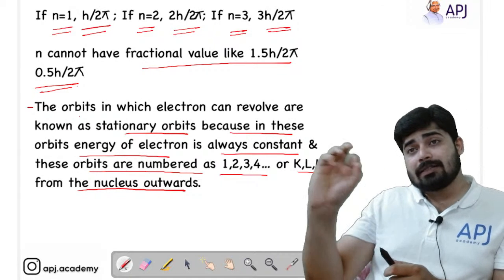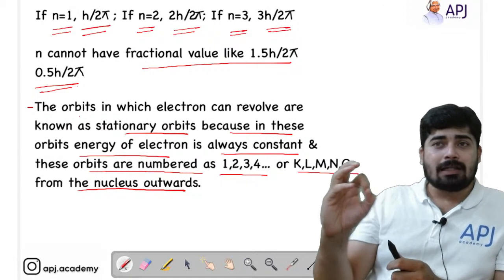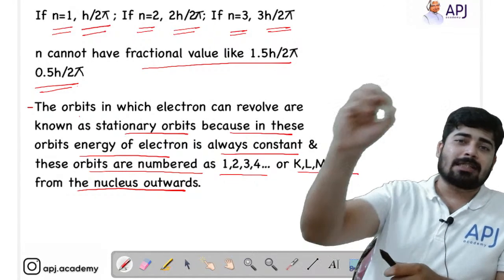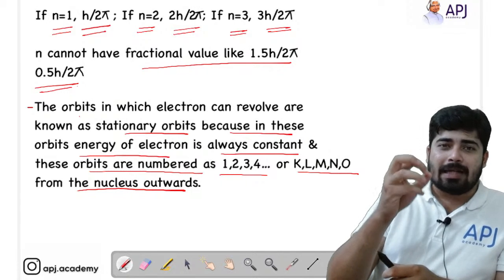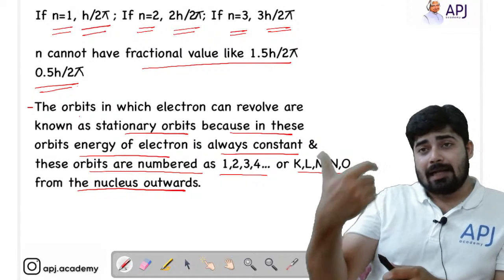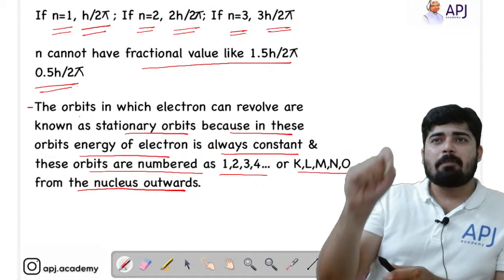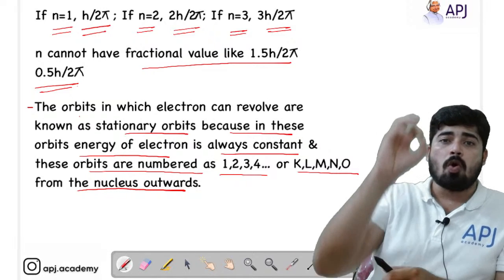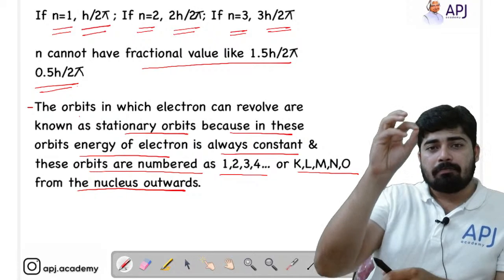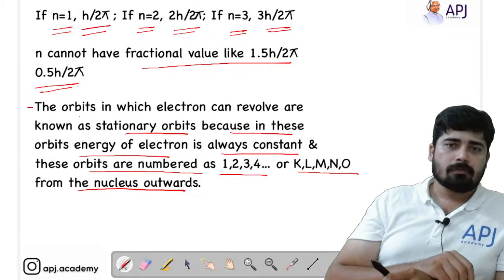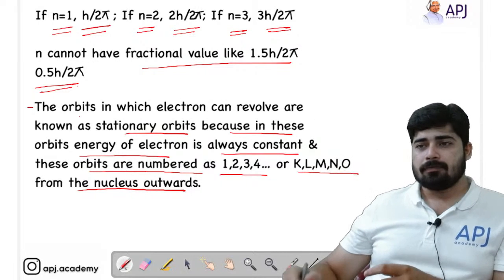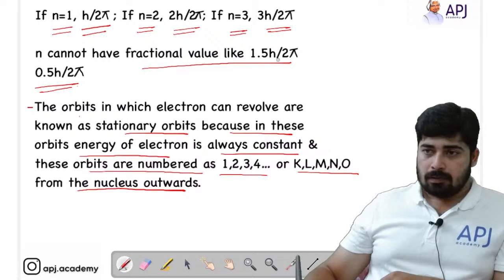According to Maxwell's theory, if an electron revolves around the nucleus, that means it is utilizing its energy to revolve. As it utilizes its energy, there is a point where the electron loses all of its energy, and its energy can become equal to 0. If that happens, then the electron will fall into the nucleus. You got the point?